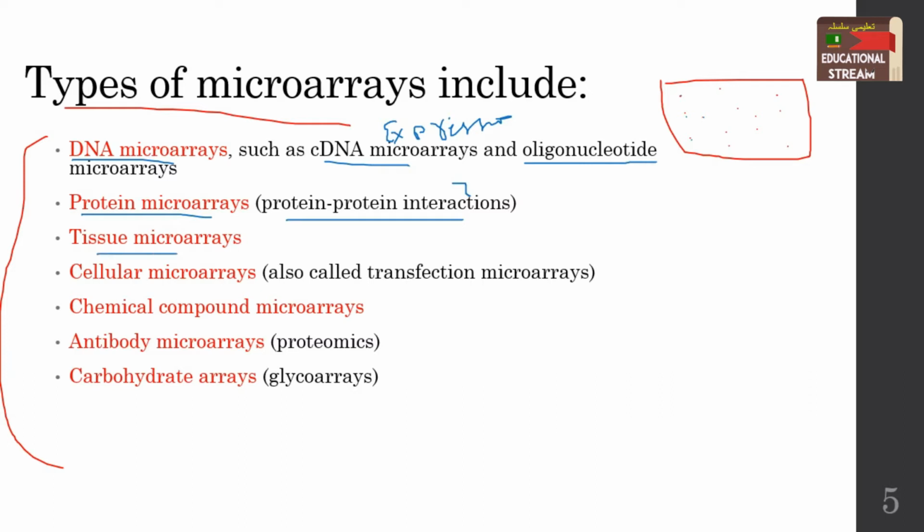Then the tissue microarrays, if we are performing the microarray experiment on the molecules which are present in a particular condition in a tissue. Cellular microarray, which is also known as the transfection microarray, when the microarray is performed on the cellular components. Then chemical compound microarrays, if we are using the chemical compounds. Then antibody microarrays, which is included in the proteomics. And the carbohydrate microarrays, which is also known as the glycoarrays. Glyco is from carbohydrate. So these are the different kinds of microarrays.